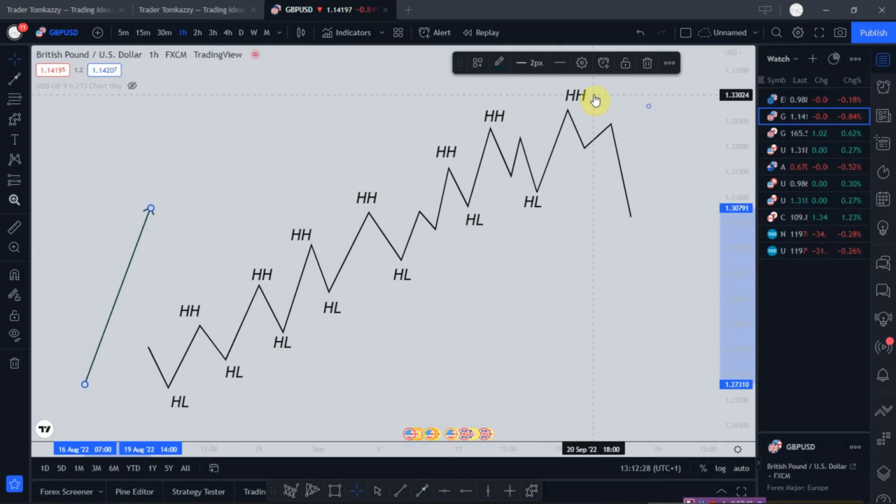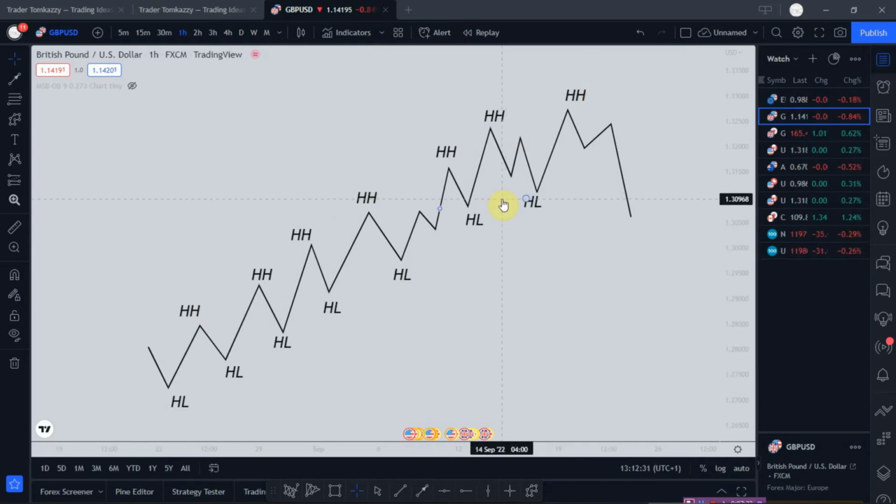Now, when a higher low is broken, just like what happened over here, that's what happened over here. This is not a higher low, and this is also not a higher high. This is not a higher high because the high here couldn't break the previous high. So it is not a higher low, and this is also not a higher high.